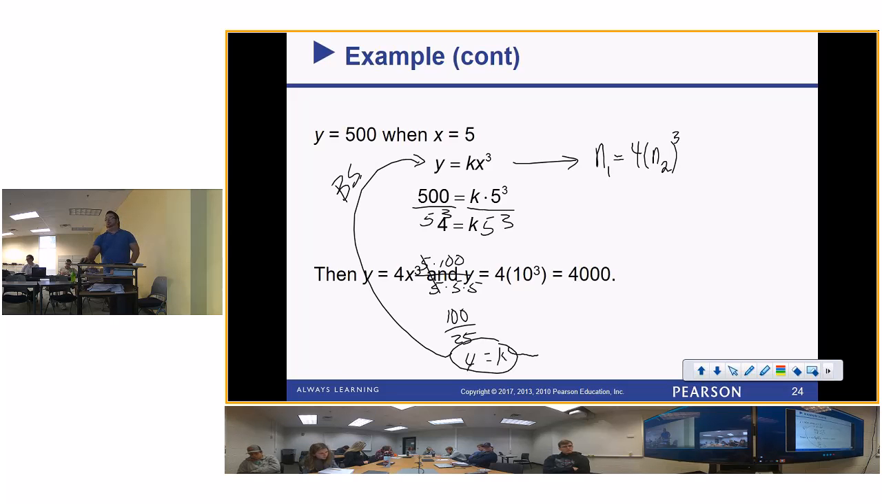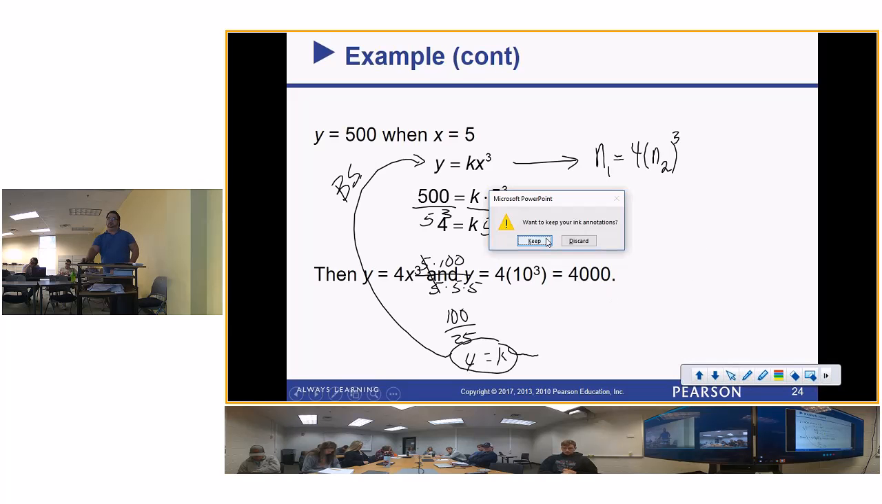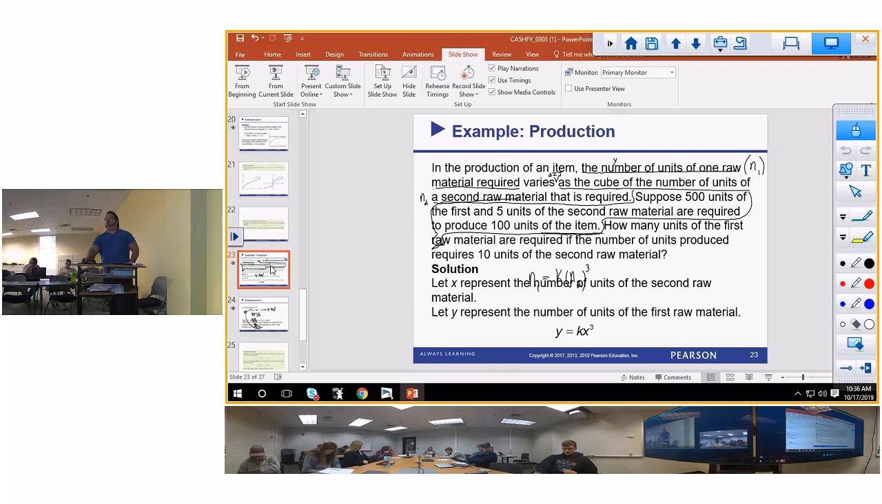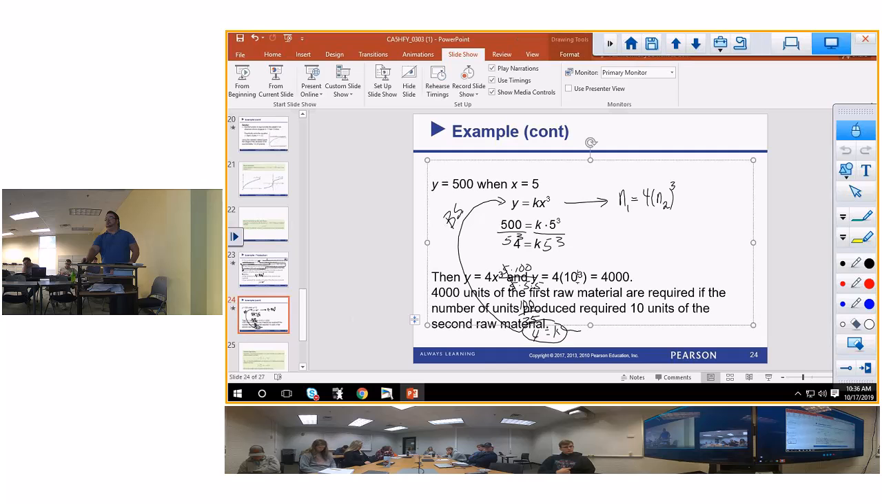And that comes from, hold on. Let me go back. No, I don't want to discard. Keep. Let's go back here. Here it is. How many units of the first material to make 10 units of the second? You take that 10 and you plug it back in. And that's what they did right there. There's the 10. You might see a problem like this on a test, but it'll be written a whole lot better than this one. I don't like the way that one's written.